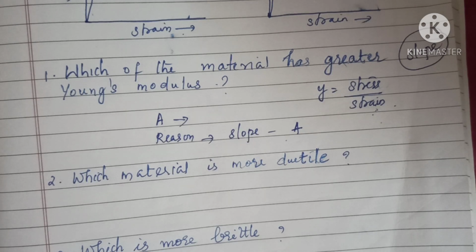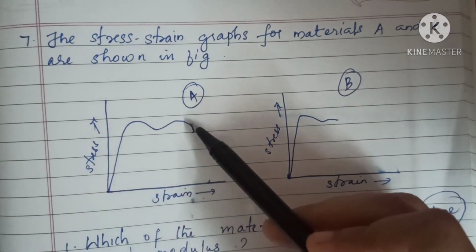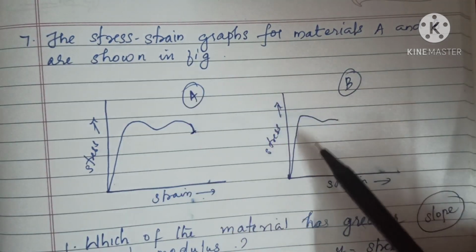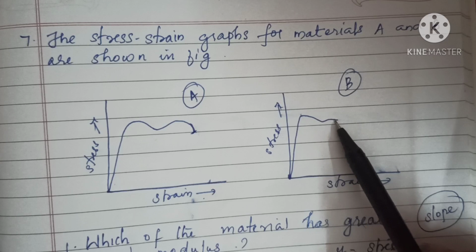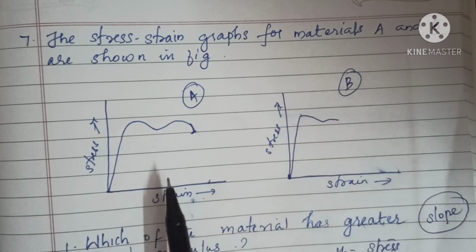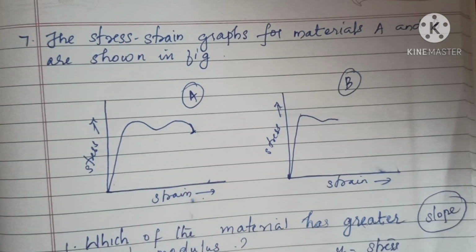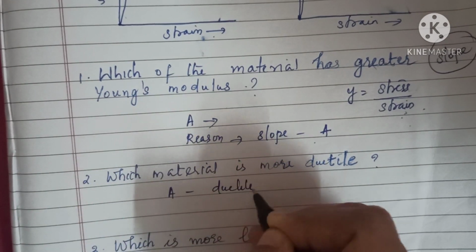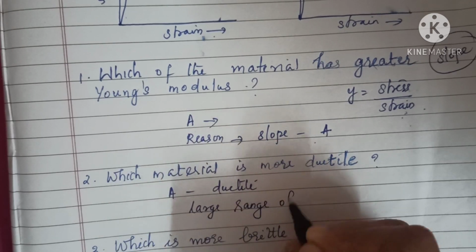From the figure itself it is clear that material A has a large range of plastic extension, because this much part is there. Only when it reaches this point does it attain its fracture point, but in this graph it moves suddenly after the elastic point or the proportional limit to the fracture point. So the larger range of plastic extension is for A, and you can say that material A is more ductile. You have to write the reason that it has a large range of plastic extension.